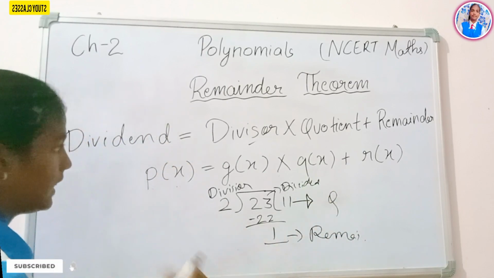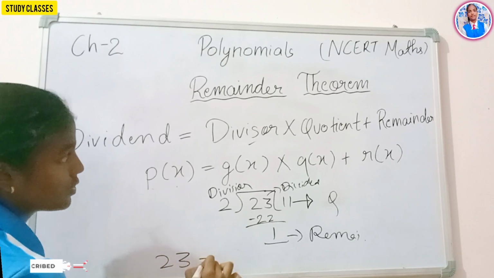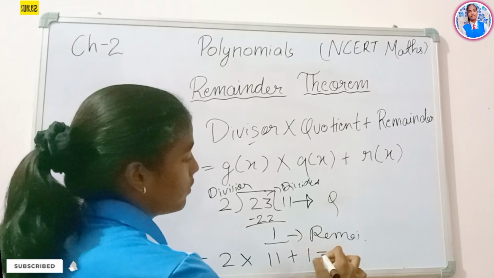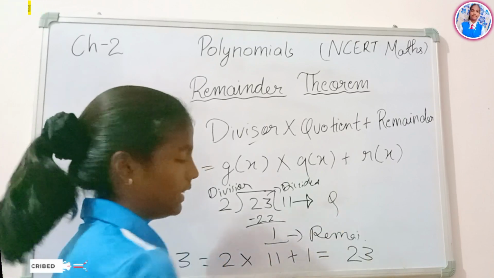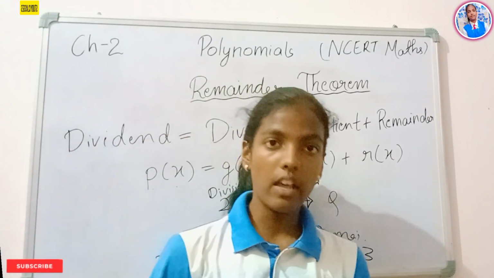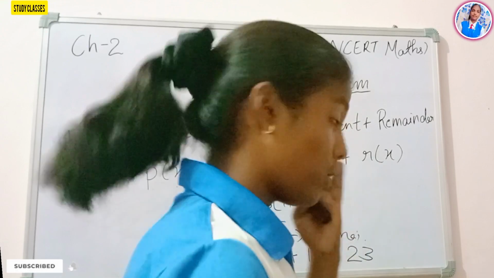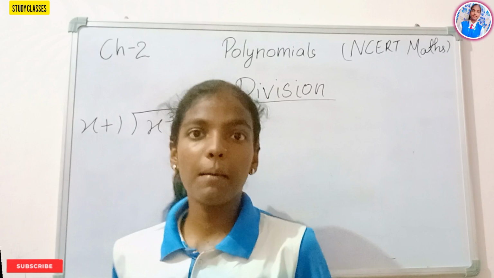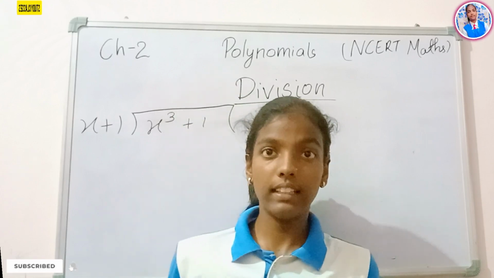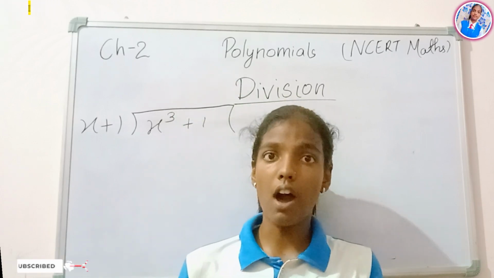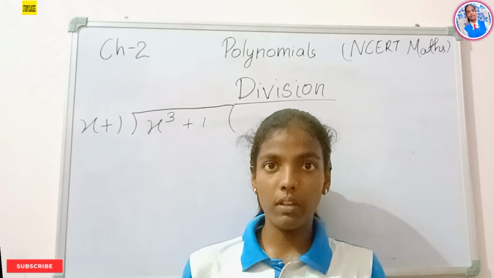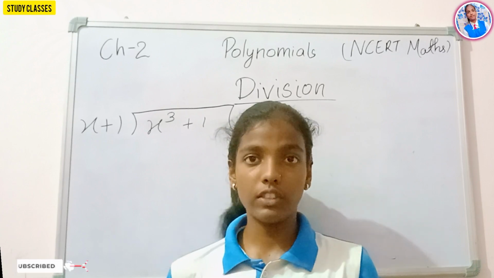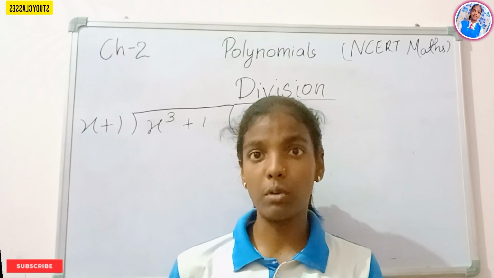So we can write it like this: 23 is equal to divisor 2 into quotient 11 plus 1. What will we get? We will get 23. So I hope that you all have understood about division within numbers. So for understanding remainder theorem, we must learn how we can divide polynomials. Then only will we be able to find the remainder of the given question. So firstly, let us understand the division of polynomials.